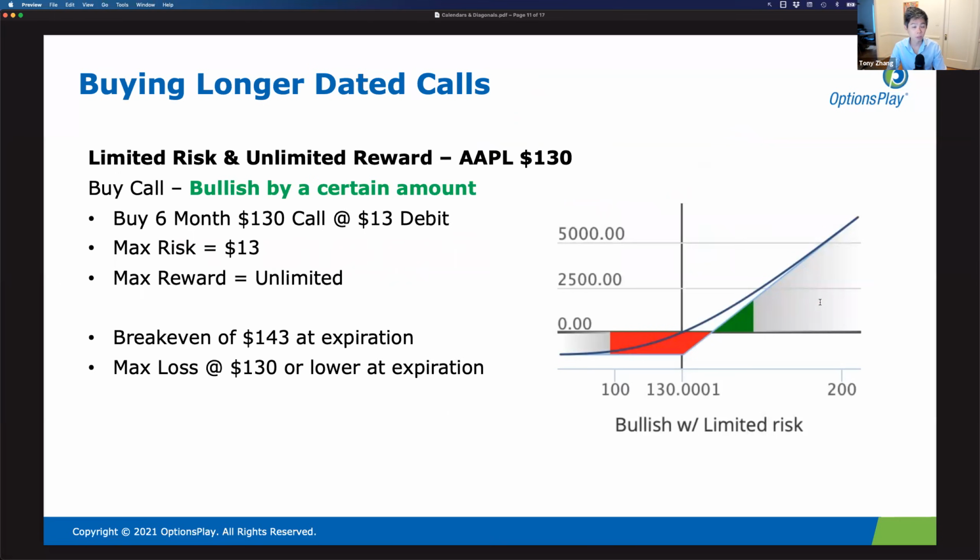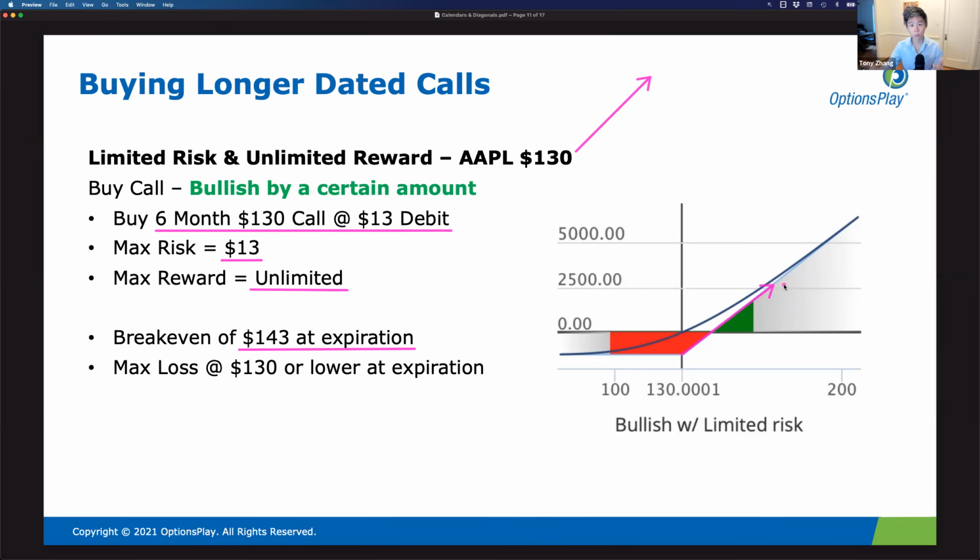What if you have a bullish or bearish view on that stock? That's really where diagonals come in. Diagonals, like I said, are built on the building blocks of a long call, and we're all familiar with the long call. Let's say we have Apple that's currently trading at 130, and you think the stock's going to go higher. So let's say you want to buy a 6-month call option. A 6-month call option costs $13. That means your max risk is $13. Your max reward is unlimited, but your break-even price is $143 at expiration. The stock has to move up to $143 or higher before the strategy is profitable. That's not easy to do.